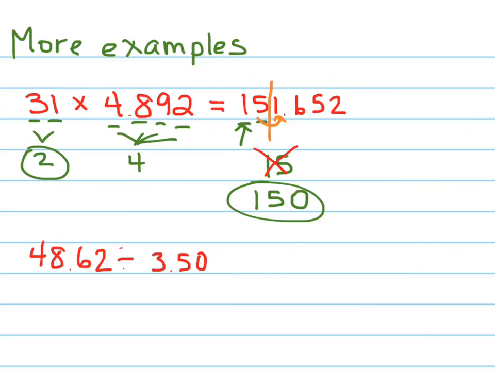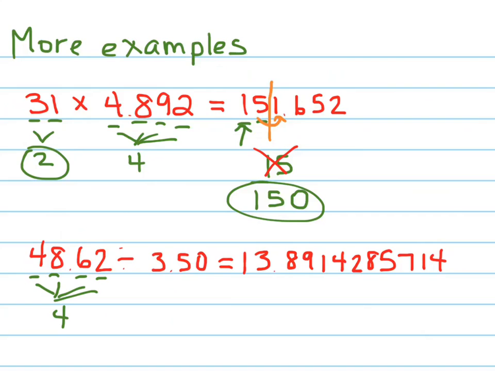In a division example, we have 48.62 divided by 3.50. If I put this in the calculator, I get this very long answer of 13.8914285714. Now remember, our answer can't be more precise than the measurements that we originally took. So I look at the number of significant figures in the 2 numbers I divided. I have 4 significant figures in the first number and 3 in the second number. So I can only go with the fewest number of significant figures, which is 3.